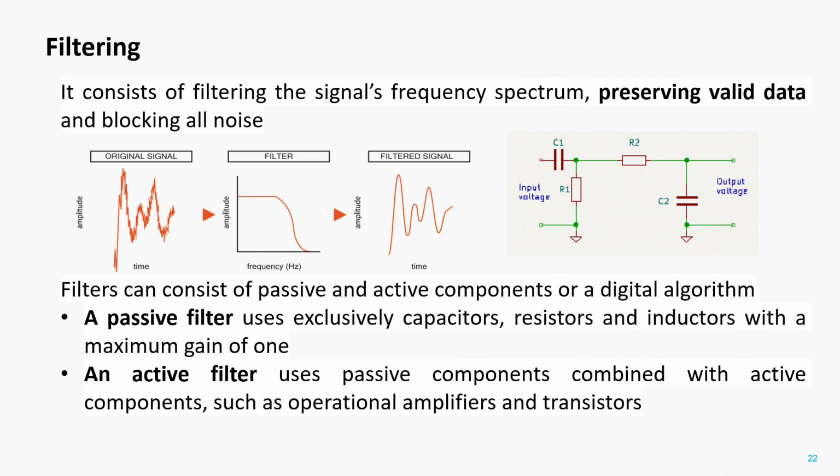The filtering part that we were talking about is normally used to improve the frequency spectrum of the signal that the transducer is giving, preserving valid data and blocking all noise that has been included in the transducer process.